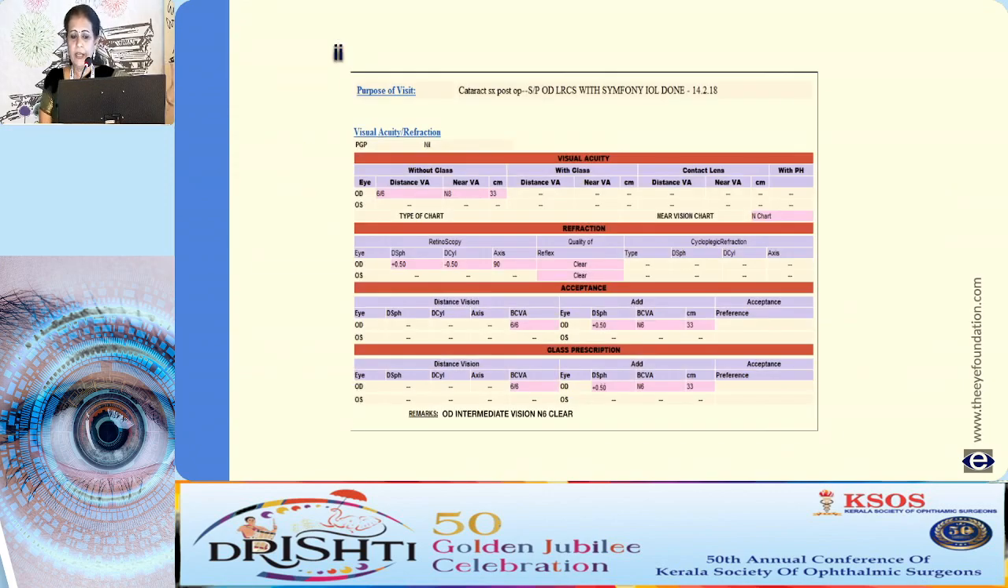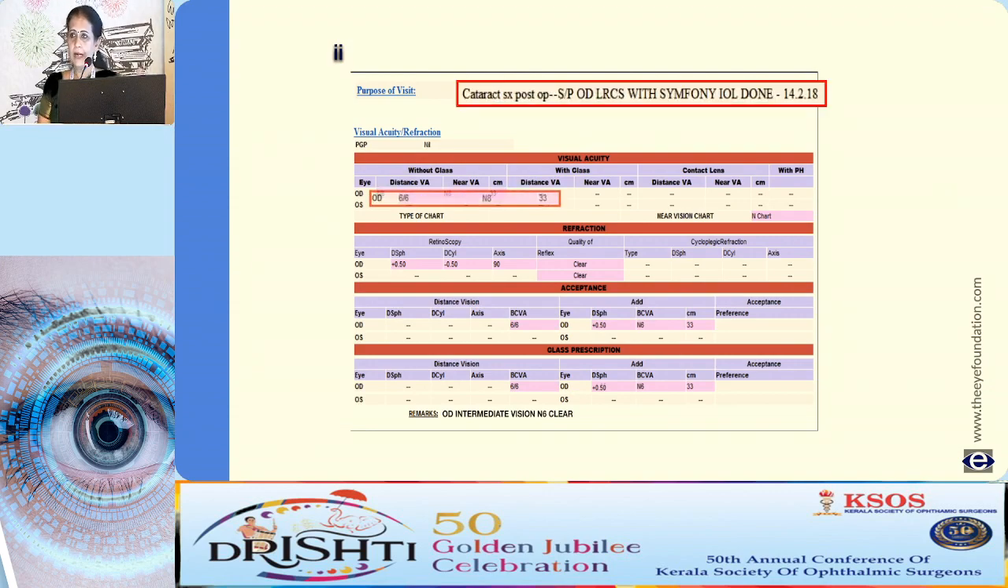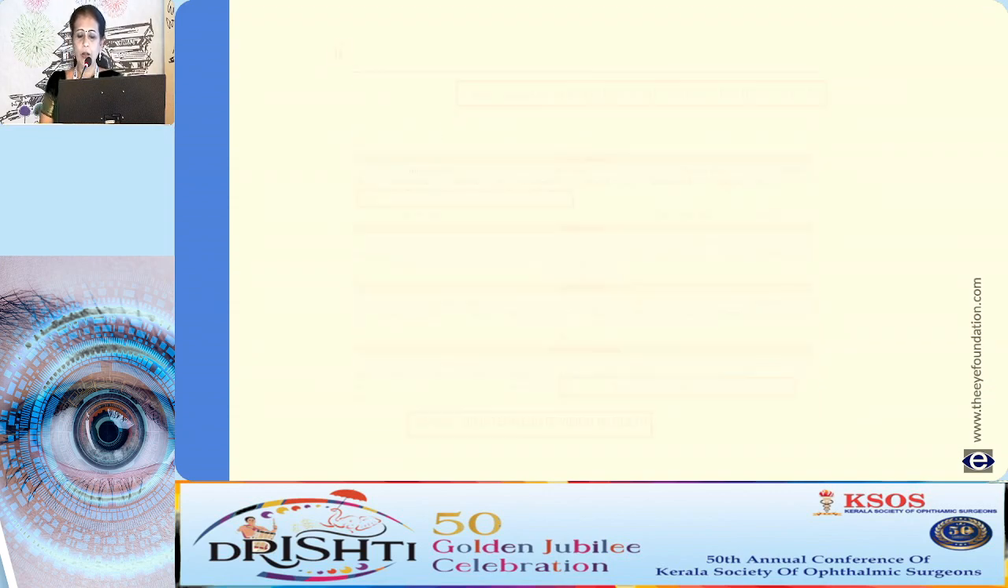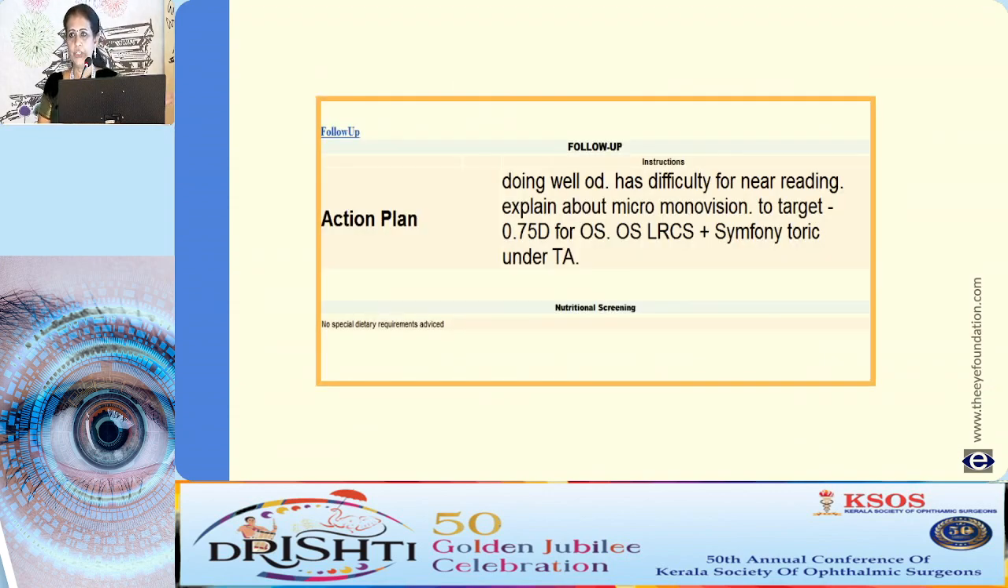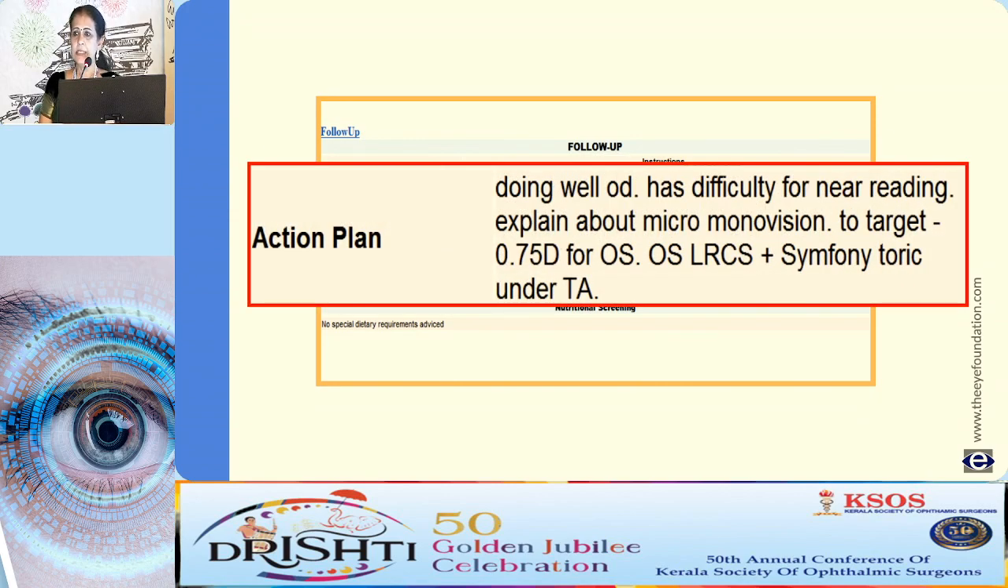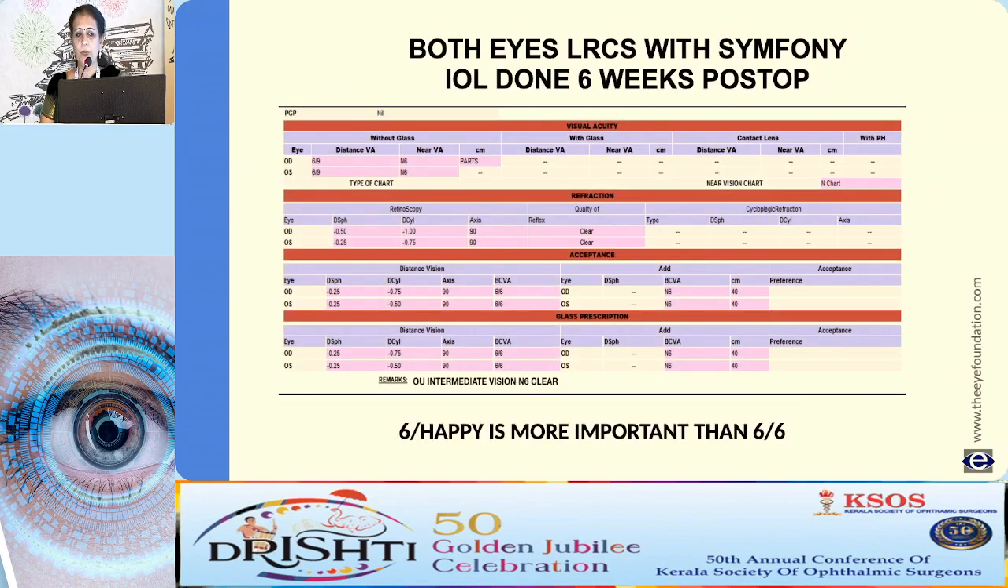This is a case again of a Symphony IOL, and the patient had a +0.5 for near, and all that you need to do is a micro monovision. But let's remember that between the two eyes, the disparity should not be more than 0.75, because that would affect the stereopsis of these eyes. So there are different ways you could deal with the second eye, but if a patient is 6/6 with a residual error but is happy, you could just leave him alone.